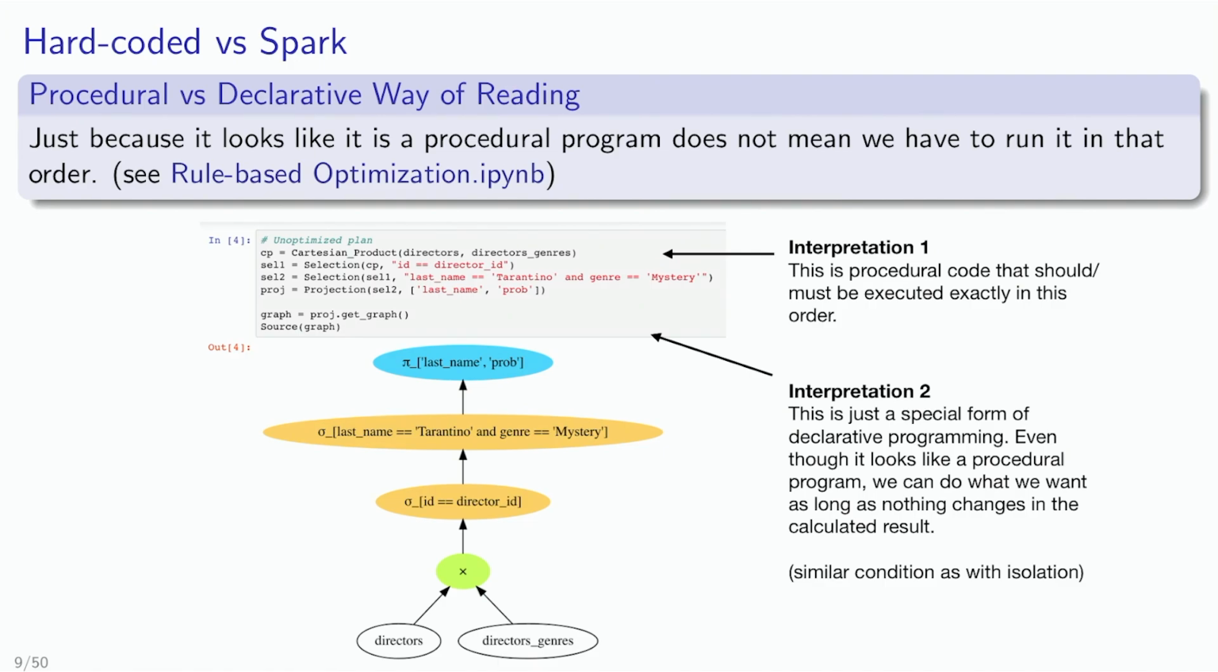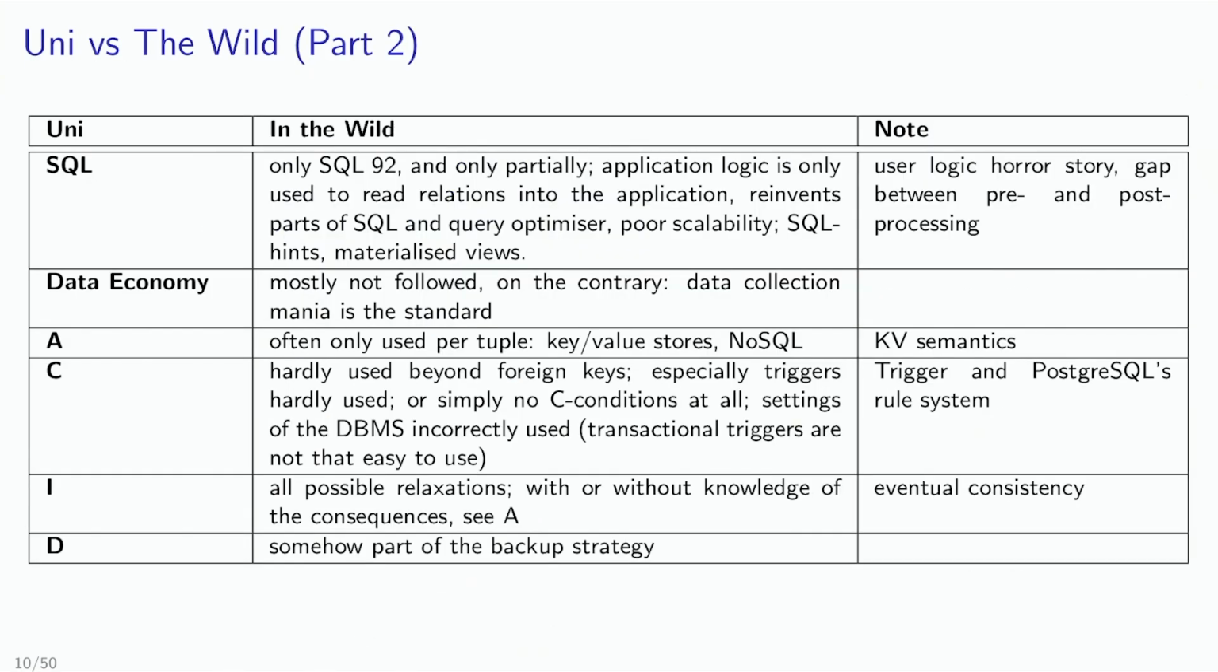So here you just have to be careful when discussing these things with other developers or researchers. Maybe ask a little question: hey, what is the interpretation we're using? Is it the declarative one? Is it procedural? Just to avoid misunderstandings. I've seen that so often.